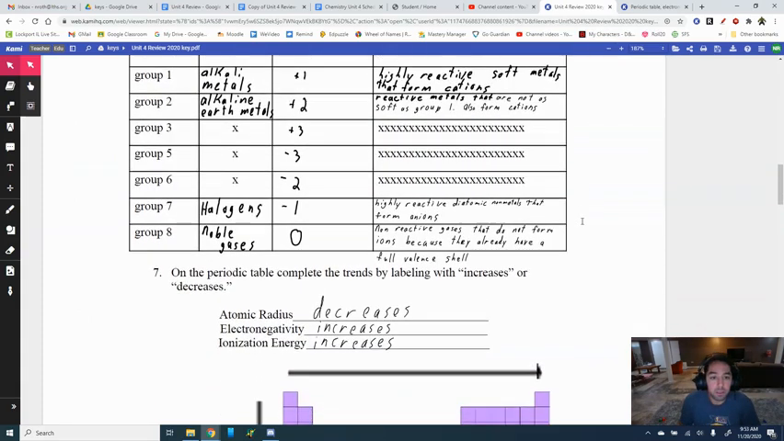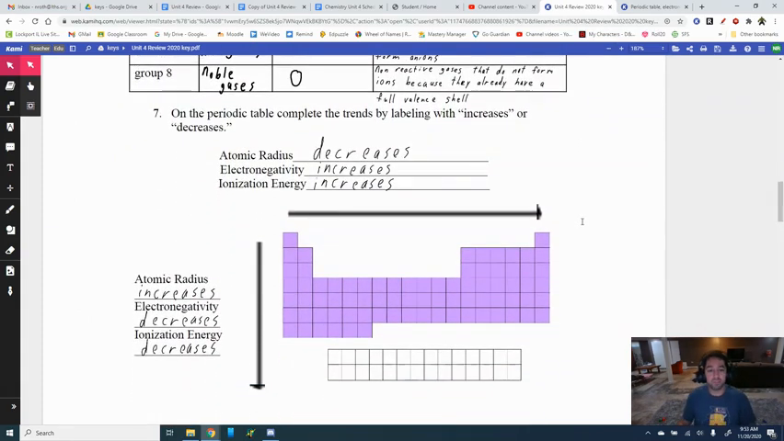All right, moving along. So, as far as trends go, we have three main trends that we're talking about: atomic radius, electronegativity, and ionization energy. So, as we go from left to right on the periodic table, atomic radius decreases, electronegativity increases, ionization energy increases. Okay. As we go down the periodic table, it is the opposite. Atomic radius increases, electronegativity decreases, and ionization energy decreases.